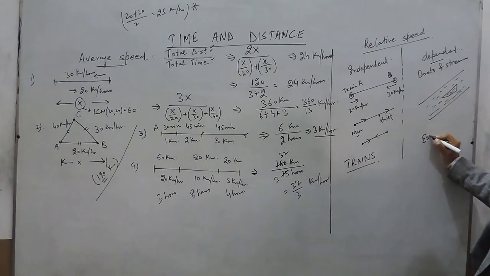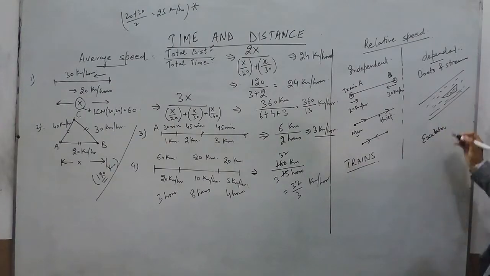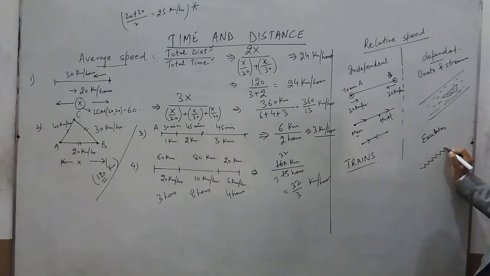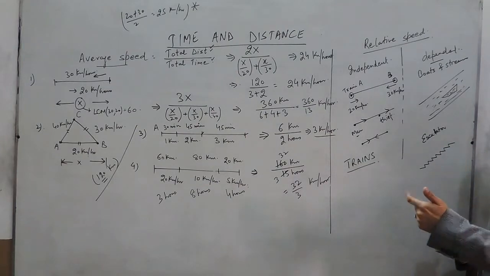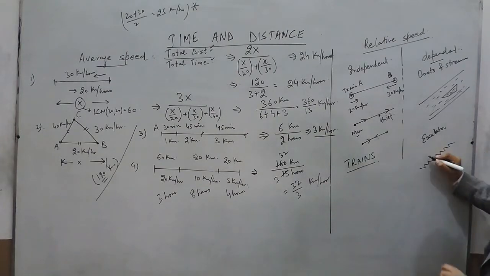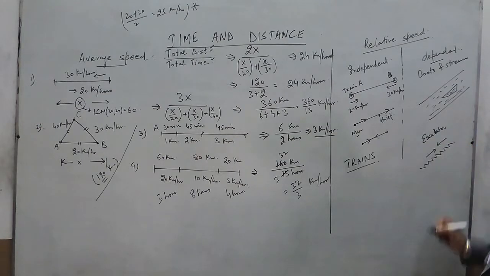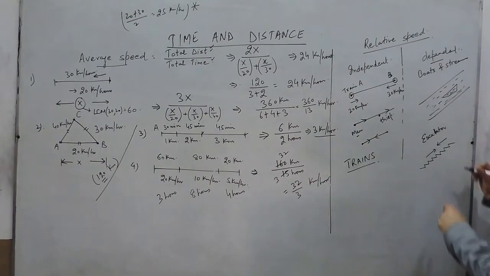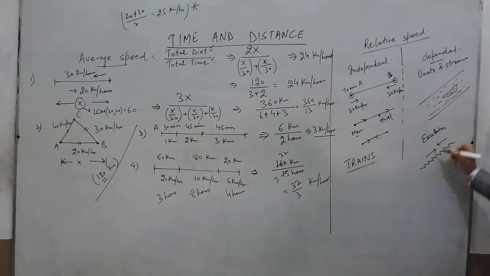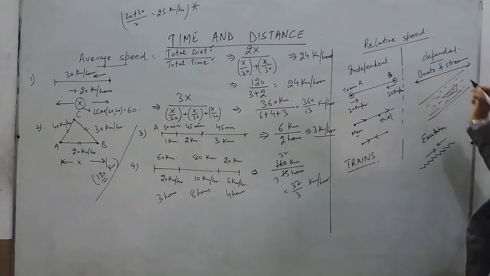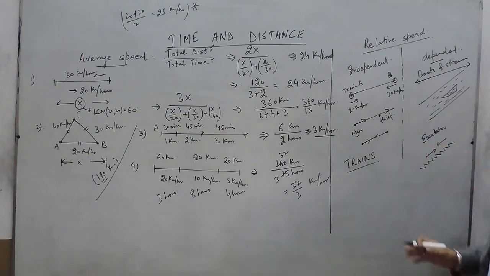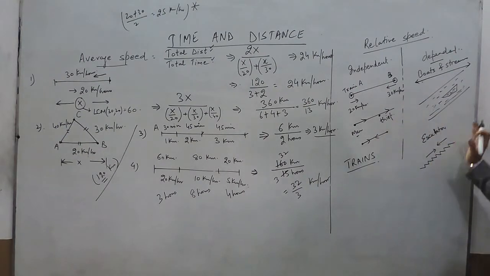There can be another example of an escalator. When we go to shopping malls, there are escalators, or you can say moving staircases, where the staircase is also moving and the man is either going in the upward direction or the downward direction. So here also there is a case of dependent motion, and here mostly the questions of boats and streams have to be taken. This we will discuss further in our next videos on trains and boats and streams.